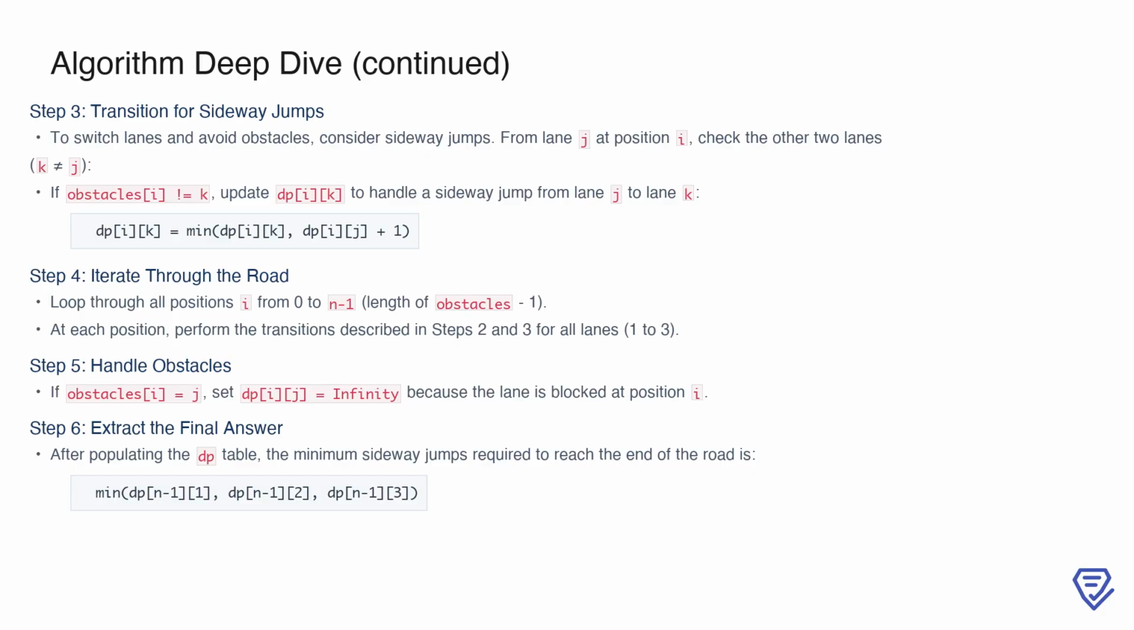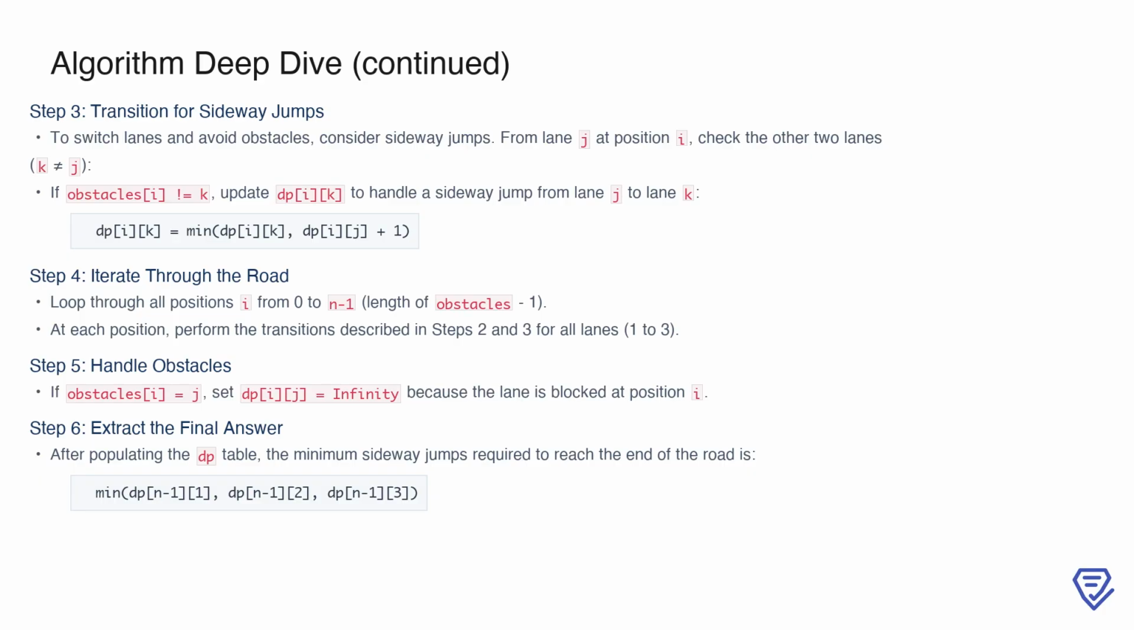The process involves iterating through all positions along the road, from the start to the end, and performing the necessary updates based on whether we're moving forward in the same lane or jumping to a different lane. Additionally, if a lane at position i is blocked, meaning obstacles[i] equals j, we set dp[i][j] to infinity to indicate that it's not possible to use that lane.